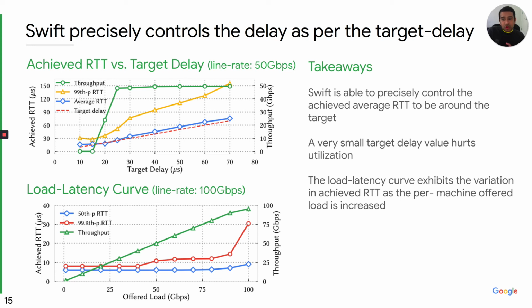We also show the load latency profile of Swift, and the line rate in this experiment is 100 Gbps. And what we do is we vary the load from 0 to 100%, and we measure the achieved RTT and the achieved throughput, and we show that Swift achieves consistently low RTTs while maintaining the throughput.